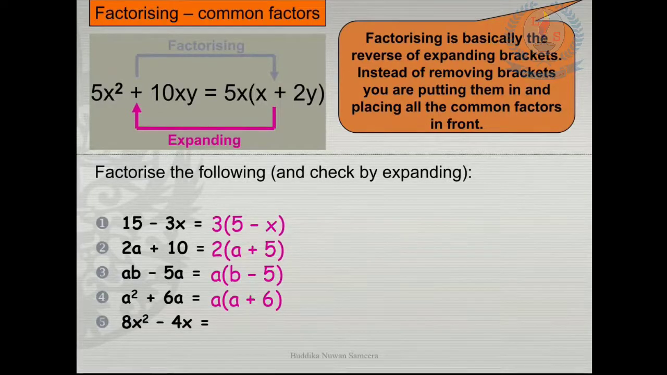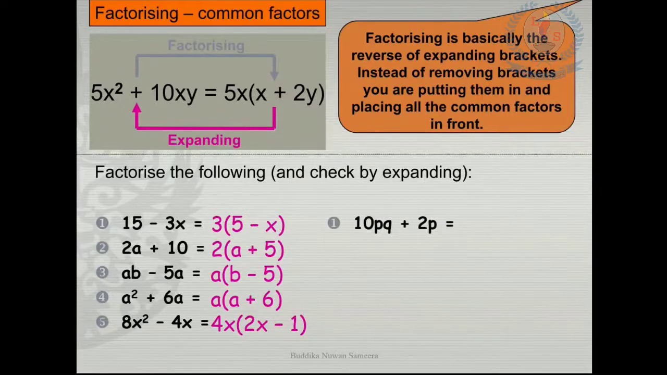Fifth one, you can see the expression is 8x square minus 4x. So for 8 and 4, 4 is the common factor, and for x square and x, x is the common factor. So you can take 4x out. When you take 4x out, inside the brackets, it remains 2x minus 1. When you expand, you can get 8x square minus 4x.